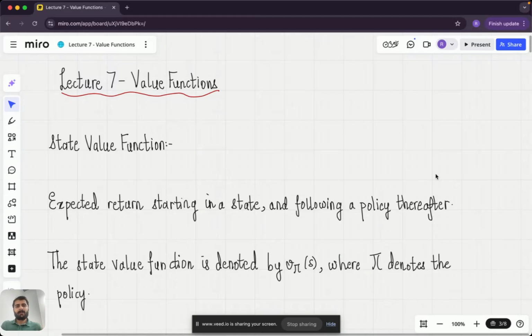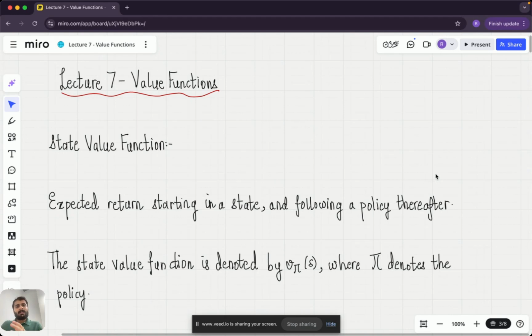Hello, everyone, and welcome to the next lecture in the reinforcement learning phase of our course Reasoning LLMs from Scratch. In the last lecture, we covered the concept of Markov property and we looked at how reinforcement learning problems can be described as a Markov decision process.